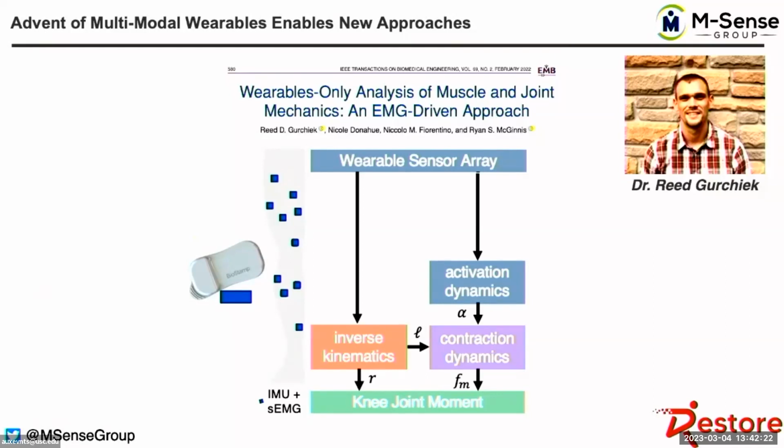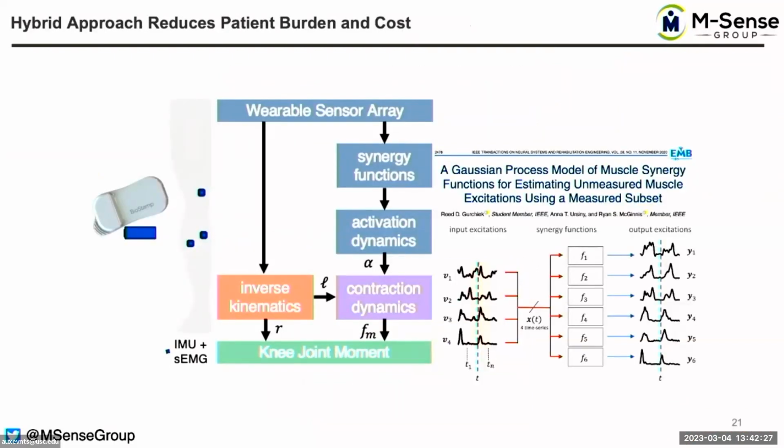And what Reed did, which I thought was really ingenious, was develop an approach for reconstructing unmeasured sEMG signals. So if you were to take 3 EMG measurements, you can use a machine learning approach to reconstruct the other 7 that you might need, and then drive your neuromusculoskeletal model using those reconstructed EMG measurements. And it turns out this process works pretty well.